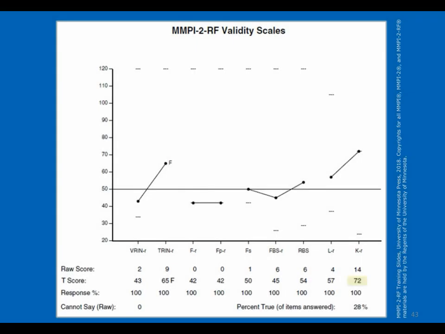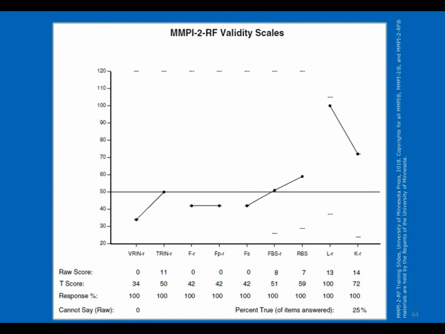In this example, the other underreporting scale, KR, adjustment validity, is elevated, which would indicate that any psychological problems reported on the substantive scales are likely to be underestimates of the actual problems the individual has. But again, the substantive scales are interpretable, elevations are interpretable, although again, we have to note that they may be underestimates.